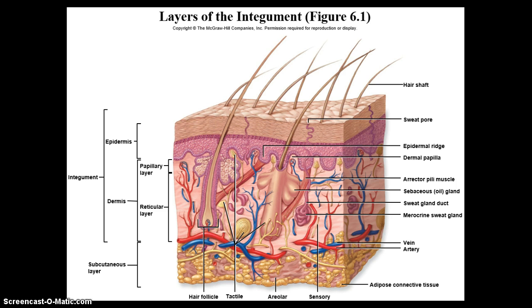Deeper to the dermis is the hypodermis. The hypodermis is not part of the integumentary system, and it is also known as the subcutaneous layer. It is made of areolar and adipose connective tissue and is useful for thermoregulation and padding.